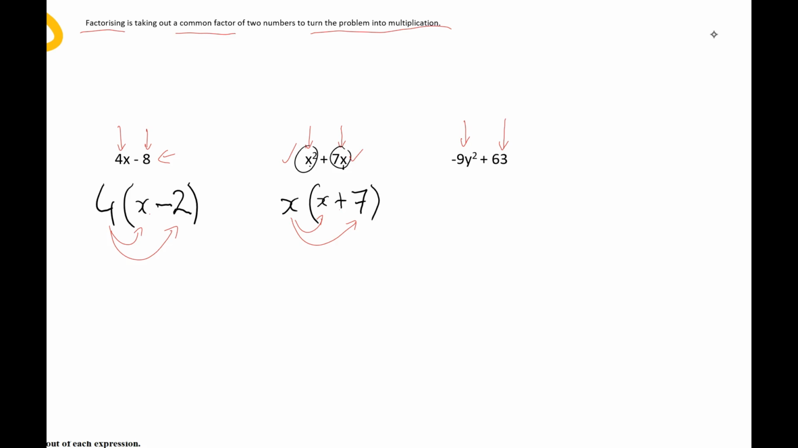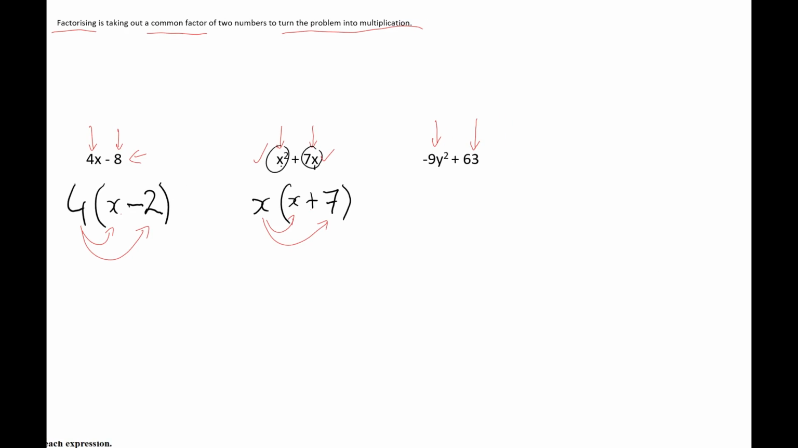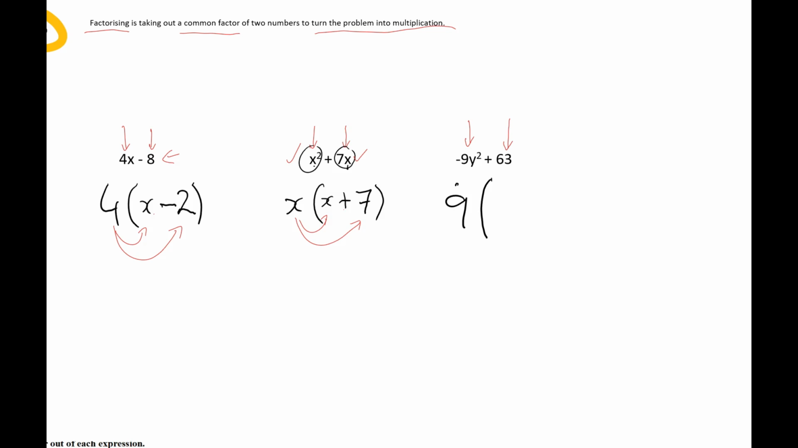Well, 9 goes into both of those. 9 goes into 63 7 times. So let's take out our 9 out the front. Now, what do I have to multiply 9 by to get this? Well, the y squared, we didn't take the y squared out because we didn't have any y's in the 63. So the y squared is going to have to stay.